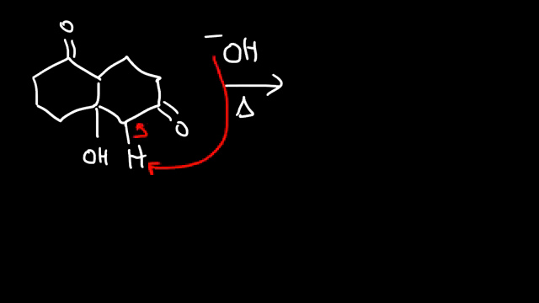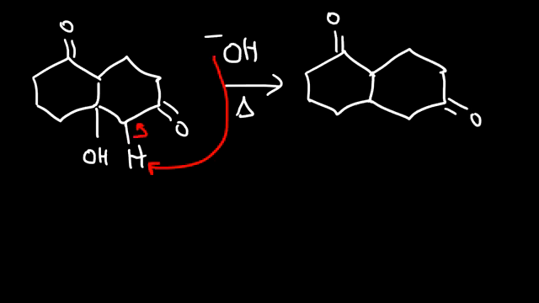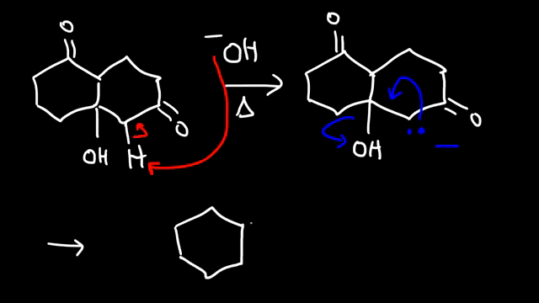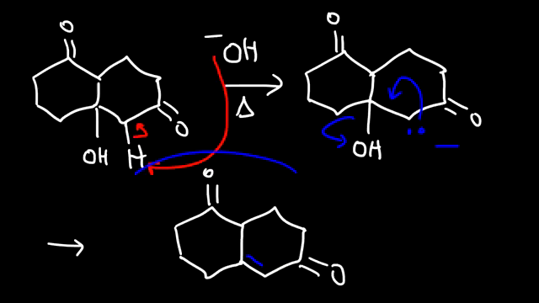So our next step is another deprotonation reaction, but this time we need to use heat to favor dehydration. And then the final step is the removal of the hydroxyl group. And so this is it. This is the Robinson annulation product for this reaction. And so now we have a double bond in this region. So that's the final answer.